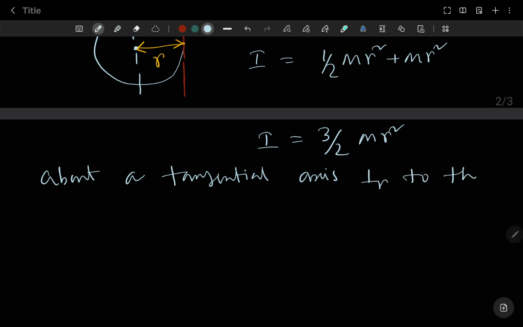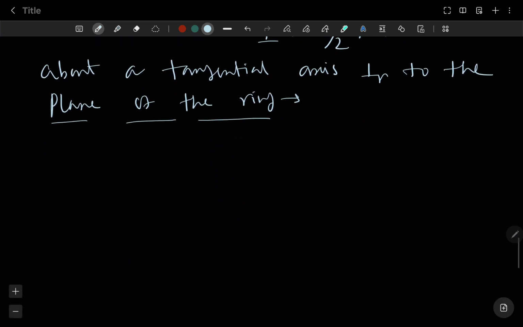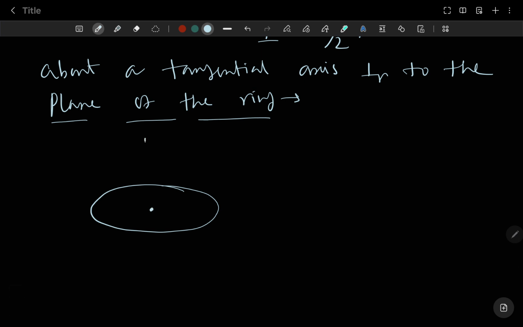Perpendicular to the plane of the ring. Okay, so we have the ring like this. So already we know the moment of inertia about this axis. Okay, this is ICM because it is passing through the center of mass of the ring. So if I know this one, it's very easy to calculate this one about a tangential axis. Okay, perpendicular to the plane. Okay, call it I.